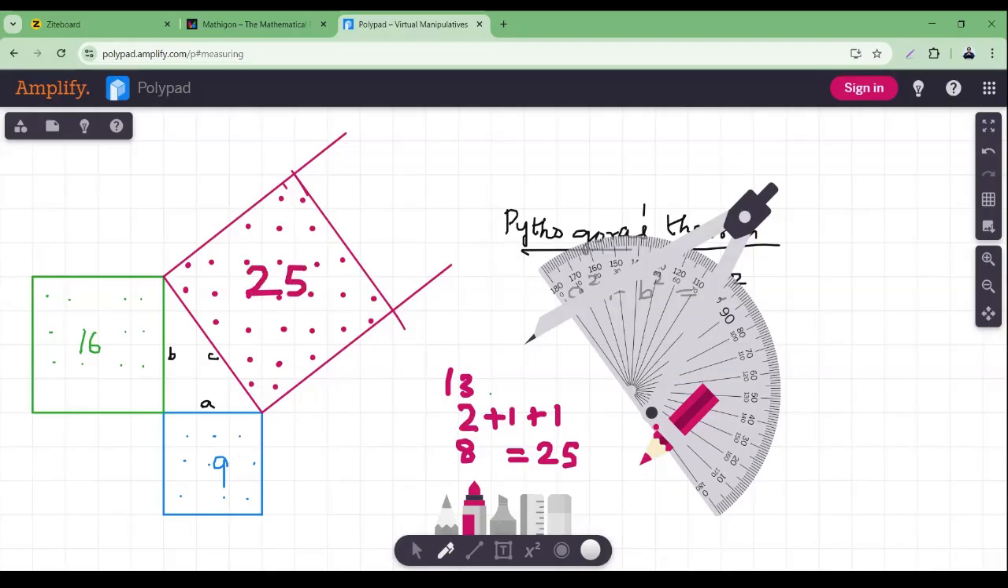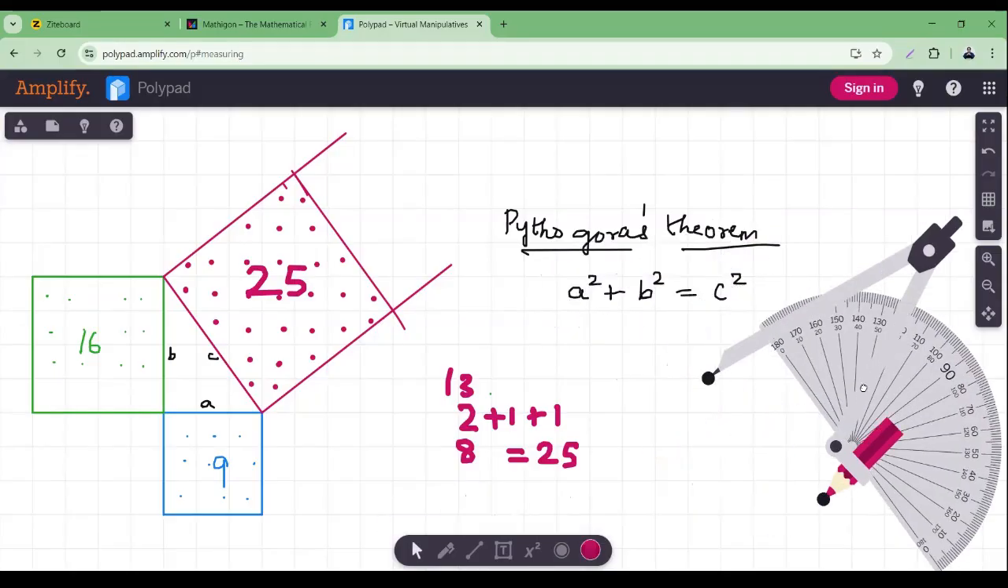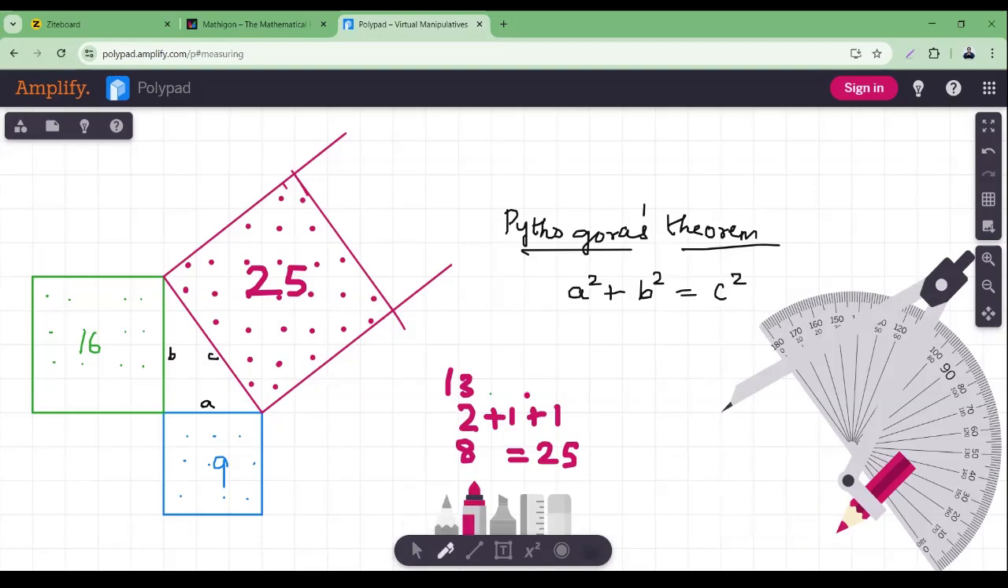And what does Pythagoras say? Pythagoras, the Greek mathematician, says that a square is 9, b square is 16, is equal to c square, which is 25. And that's absolutely correct, isn't it? 9 plus 16 is 25, and we have proved it by adding the squares, like actually finding the area of the squares as well, right?